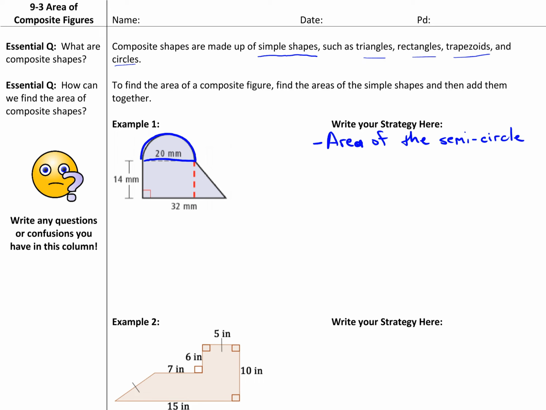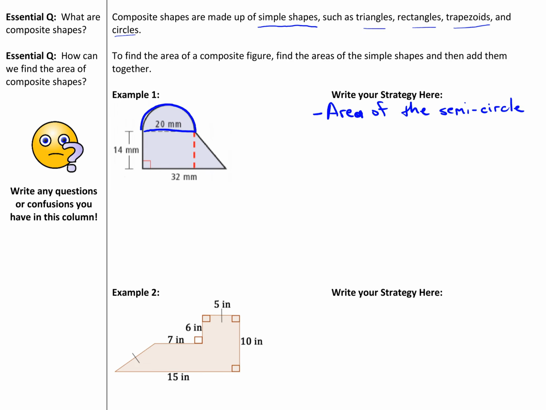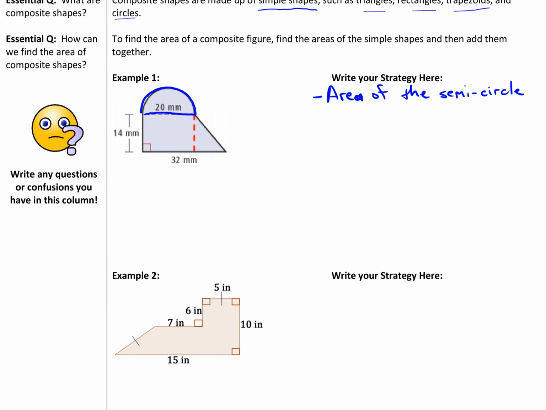So a couple things you might want to realize here and remember is that the area formula for a circle is pi r squared. But we are looking for half of a circle here, area of half of a circle. So we'll just take that and divide it by 2. We also want to make a note here that the radius of this circle is 10 millimeters because the diameter is 20. Diameter goes all the way across. So the radius is going to be 10 millimeters.